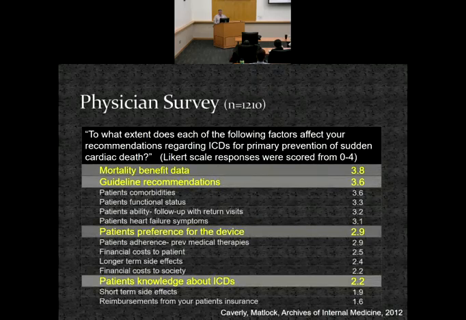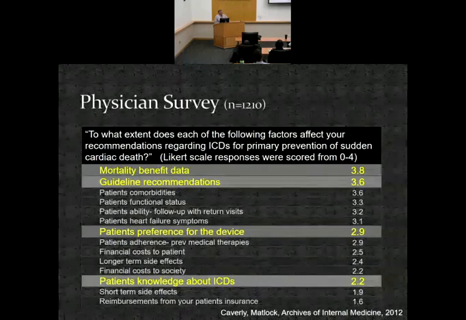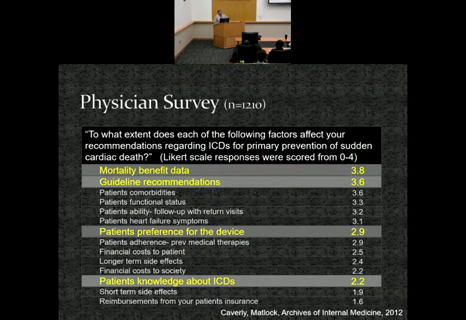We surveyed a bunch of physicians around this, and we asked them, to what extent do the following factors affect your recommendations regarding defibrillators for sudden death? And our goal was to find out how important patient preferences were. In survey research, when you know there's social acceptability bias, like if you asked on a survey, are patient preferences important? Everybody knows the right answer to that question is yes. But if you hide something in a list of things and have people rate them, then maybe you'll get more of an understanding. And you can see mortality data and guidelines were rated very high.